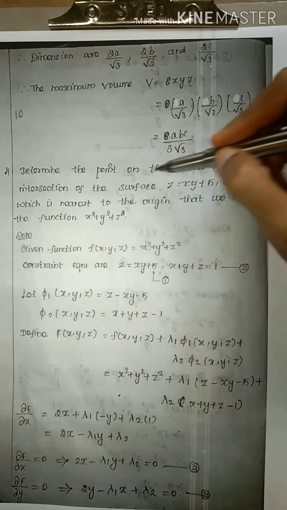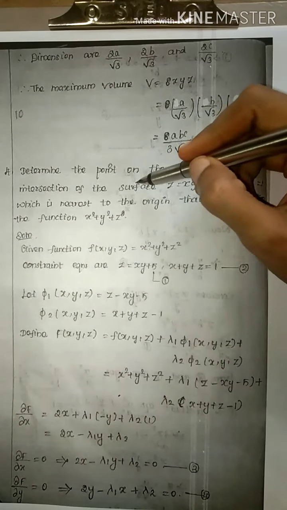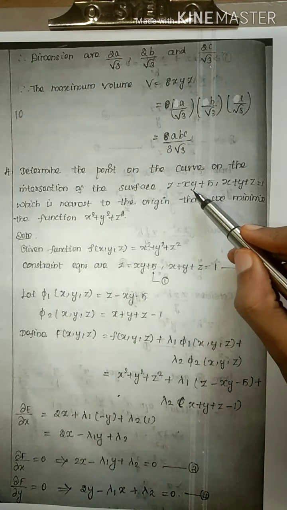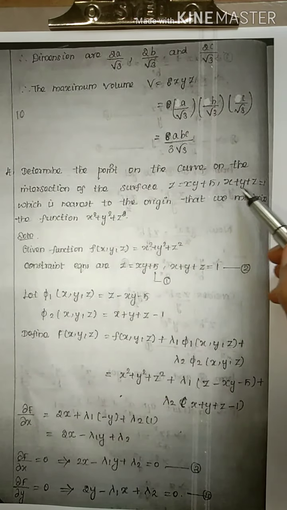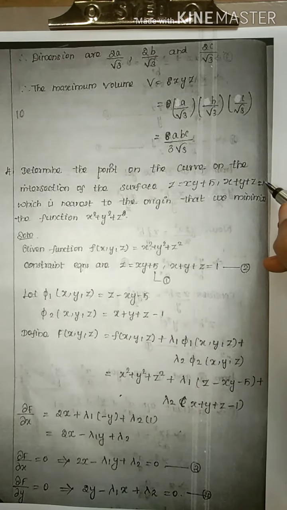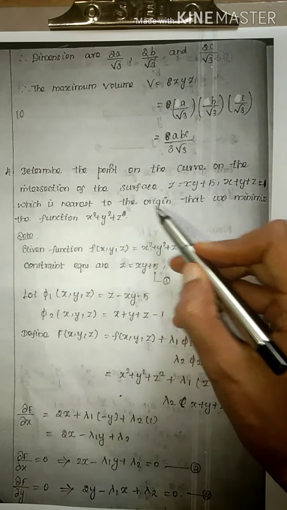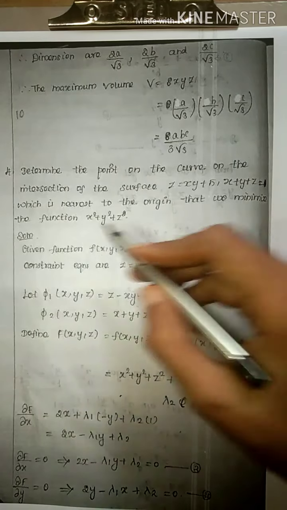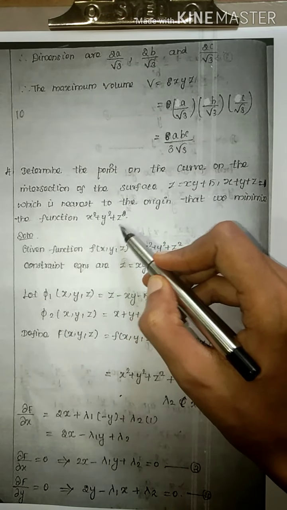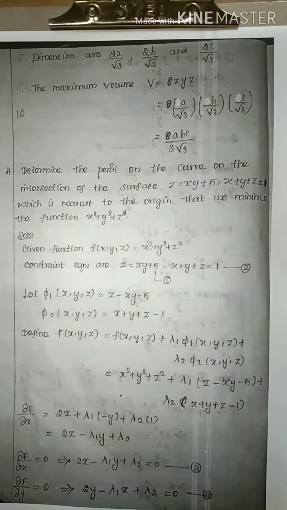Question: determine the point on the curve of intersection of the surface z is equal to xy plus 5, x plus y plus z is equal to 1, which is nearest to the origin, that is, we minimize the function x square plus y square plus z square.